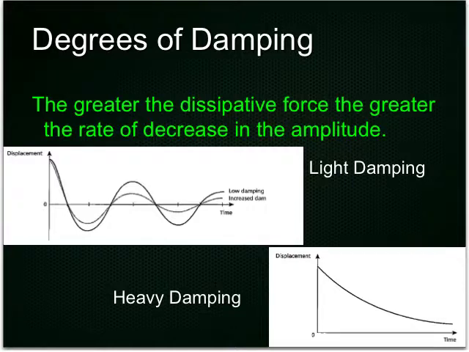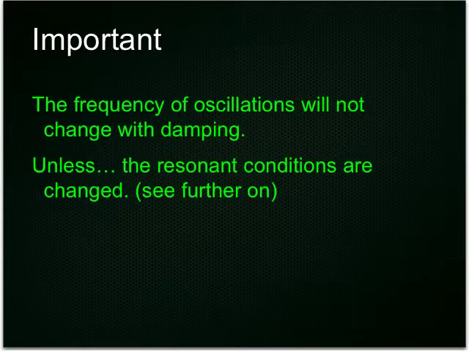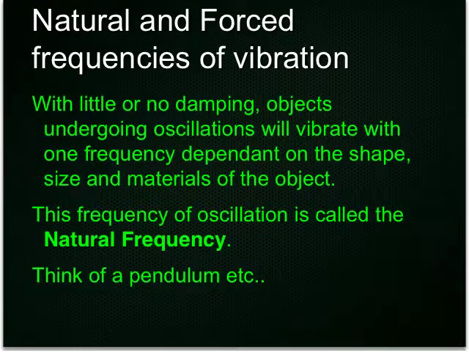The greater the degree of damping, we've got different names for it: light damping, heavy damping. So heavy damping, essentially there's only one oscillation. Okay, light damping, there's many oscillations and you can get varying amounts, but you notice that the period still stays the same. So the frequency of the oscillation will not change with damping unless the resonant conditions are changed. Okay, resonant conditions to do with natural and forced frequencies of vibration.